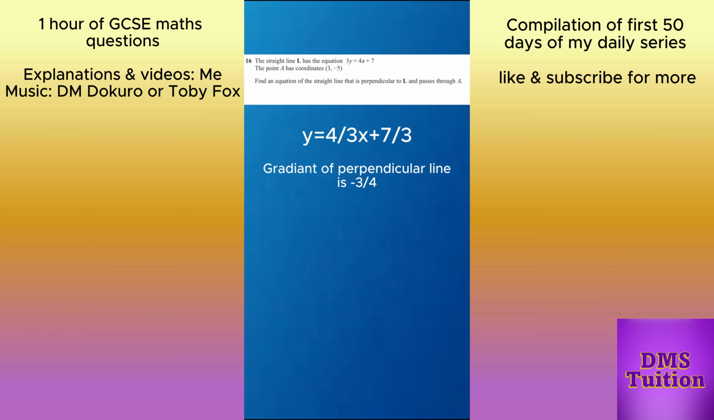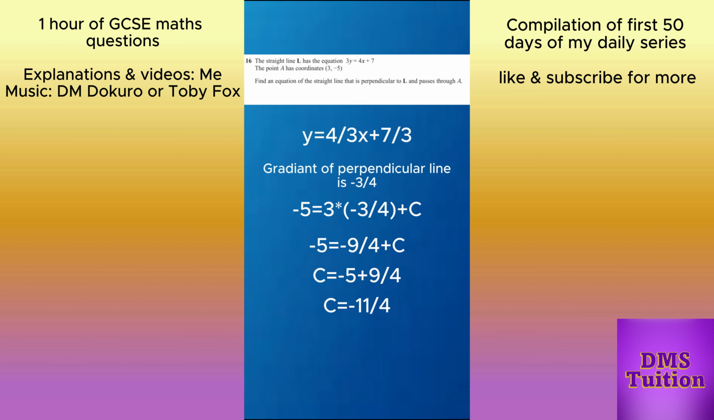Now we can simply plug in 3 and negative 5 into the formula y equals negative 3 over 4 x plus c. Simplify and rearrange for c, and you get a value of c being negative 11 over 4. And then we simply plug that into the formula: y equals negative 3 over 4 x minus 11 over 4.